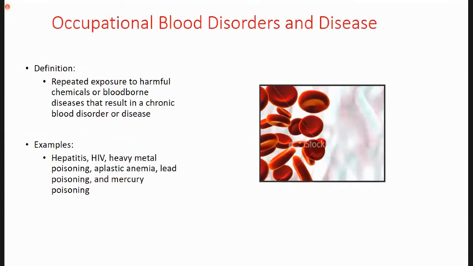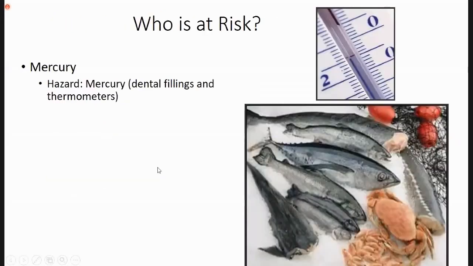Now comes the occupational blood disorders and diseases, which healthcare workers can face on repeated exposure to harmful chemicals or blood-borne diseases that result in chronic blood disorders or diseases. So the nursing staff, healthcare staff, doctors, while dealing with the patient, can have needle prick injuries. While operation, they can encounter blood and blood-related products and exposure to hepatitis, HIV, heavy metal poisoning, aplastic anemia, lead poisoning, and mercury poisoning. So all these are related to blood disorder and diseases, and these are related to various occupations, especially healthcare providers should take care of these occupational exposures.